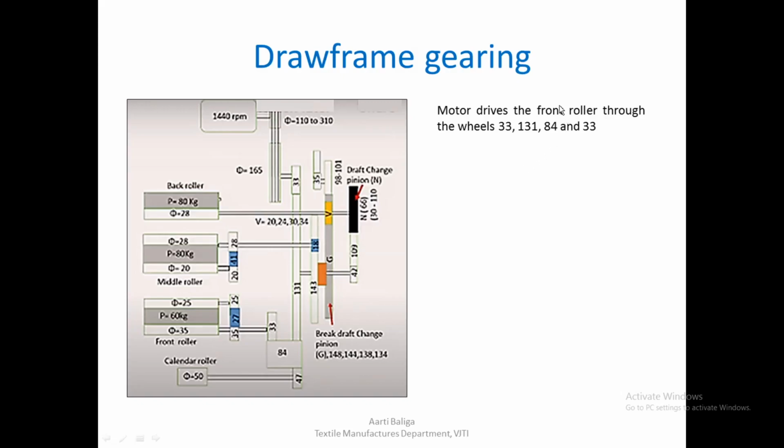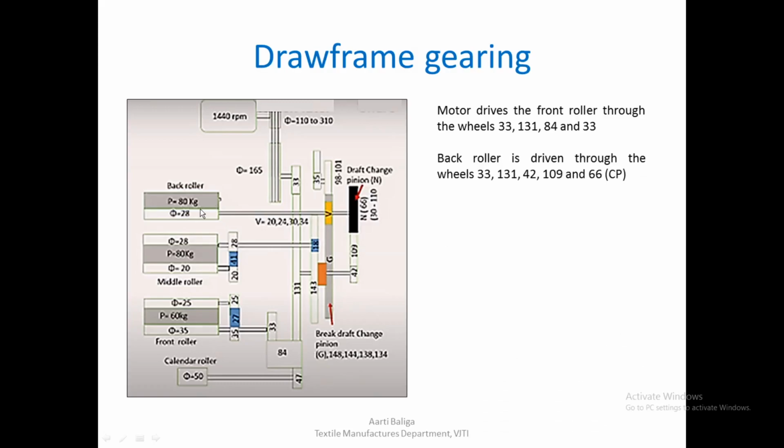So let us first see how the front roller is driven. This is the motor. There is a motor RPM that's given, and via these pulleys through these wheels 33, 131, 84 and this 33, this is the front roller which is driven. So these are the only wheels that are involved.